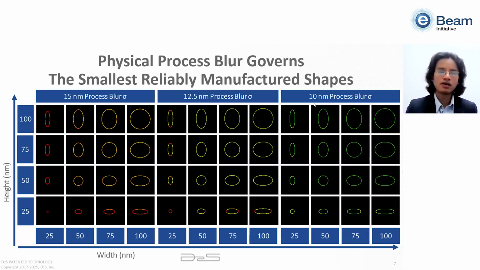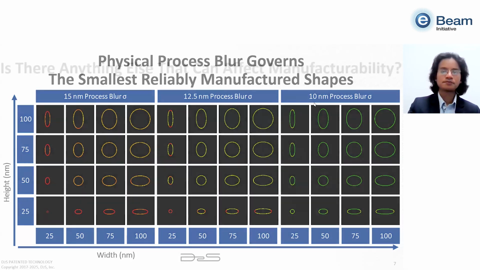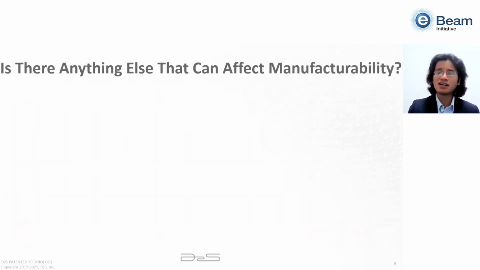But for the middle and the left process, you can see that for tighter curvatures, the dose margins are not good. So physical process blur governs the smallest reliably manufacturable shapes. And here, the smallest also refers to the smallest curvature. So is there anything else that can affect manufacturability?